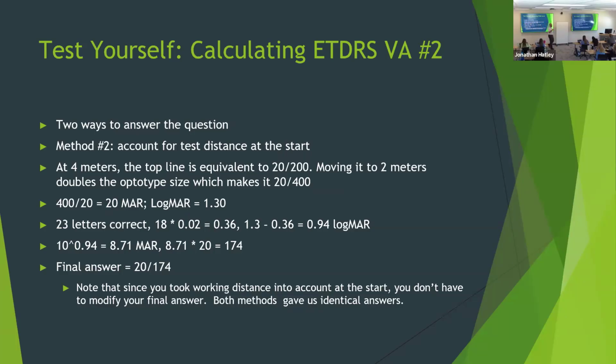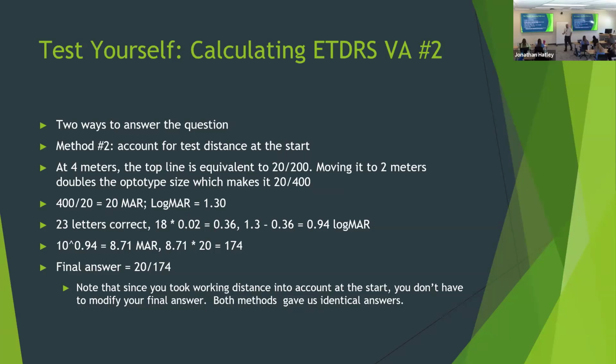Now, this is our base. So instead of a 1.0 like we talked about before, we have to use 1.3. And then we would subtract the number of optotypes that the patient read beyond the top line, and that would give us that same number. So 0.36. So 18 times 0.02 would give you this 0.36. But then you take it from the 1.3 instead of 1.0.